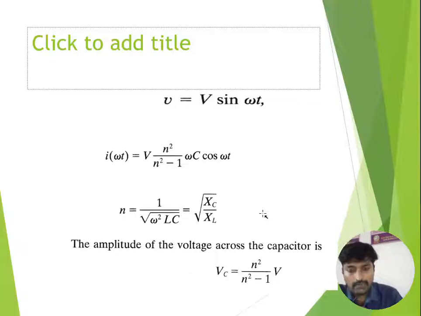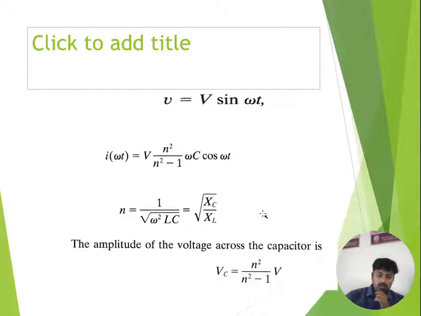We can consider v equal to V sin omega t. Then the current i of omega t is equal to V into n square by n square minus 1, omega C cos omega t. N is always represented as the square root of Xc by XL. Then the capacitor voltage is equal to n square by n square minus 1 into voltage. So this is the thyristor switched capacitor.